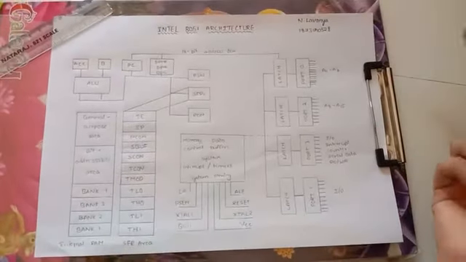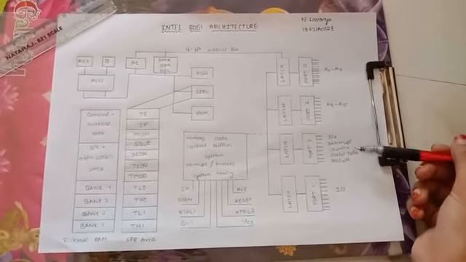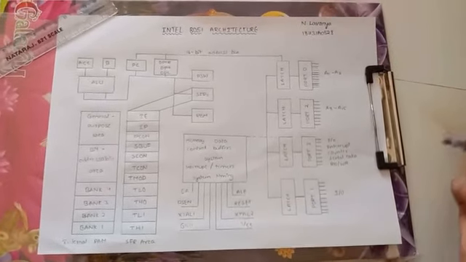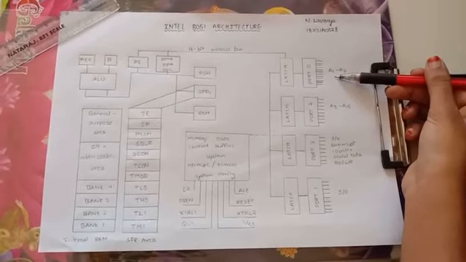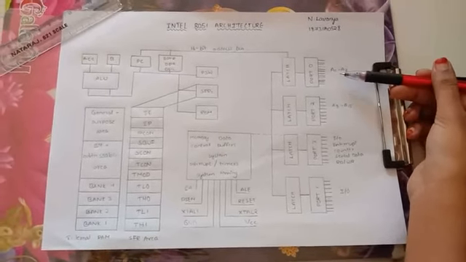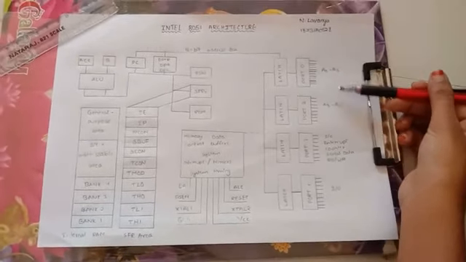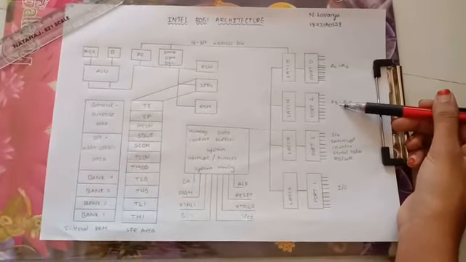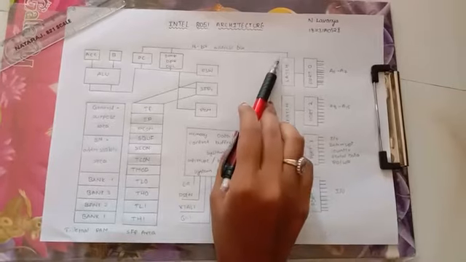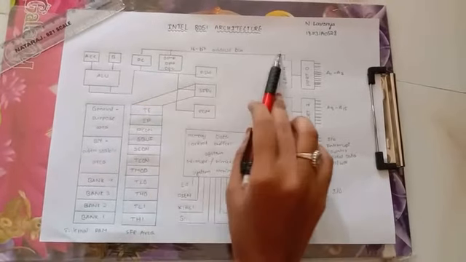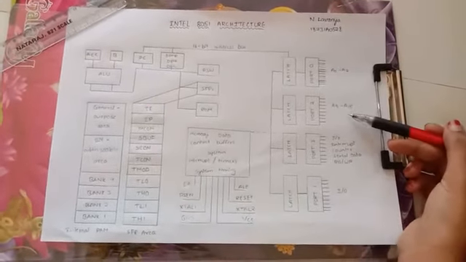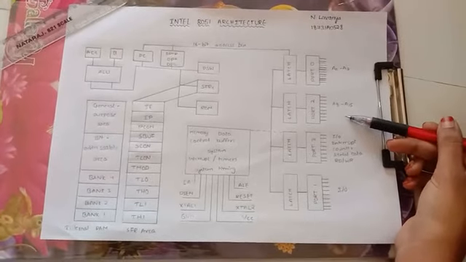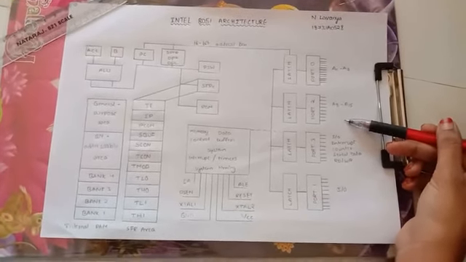And here we have ports: port 0, port 2, port 3 and port 1. Port 0 carries address bus lines A0 to A7, the lower order address bus, and port 2 carries A8 to A15, the higher order address bus. 8051 supports a 16-bit address bus. Port 0 and port 2 are used as the 16 address lines.